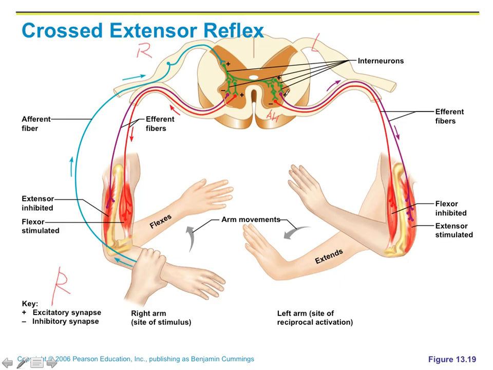It can also stimulate the motor neurons to induce the contraction of the triceps and inhibit the motor neuron of the biceps. So that will cause extension of the left forearm. So this is the left forearm, this is the right forearm.